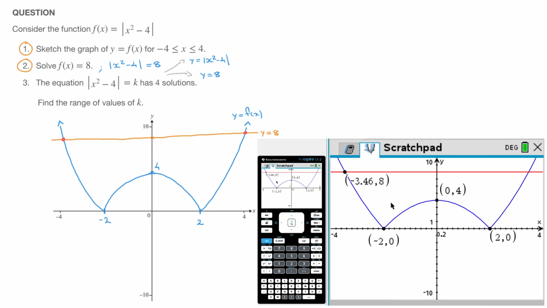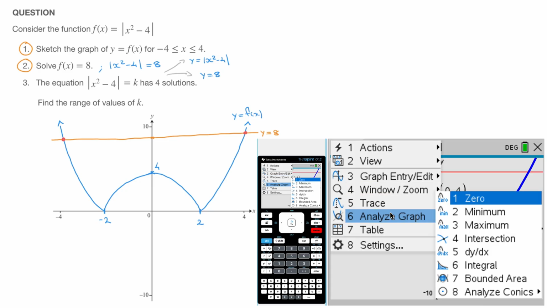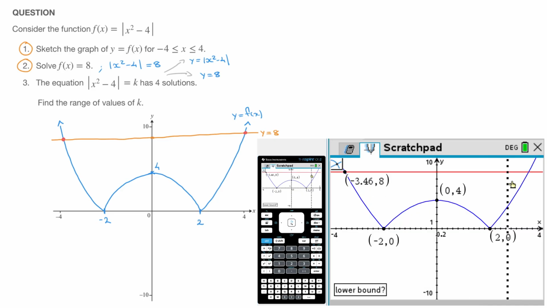And we can see that the point of intersection has coordinates -3.46 and 8. I do the same for the other point of intersection, so I click on Menu, followed by Analyze Graph, followed by Intersection, and I click on that. And once more I'm asked for a lower bound, so I place myself to the left, I click, and I hover over to the right, and I click. And we now have the second point of intersection.